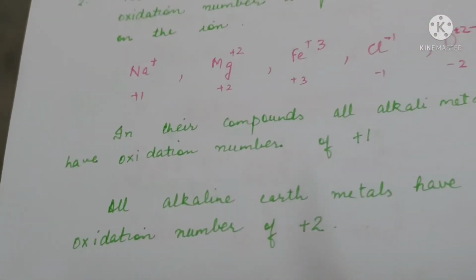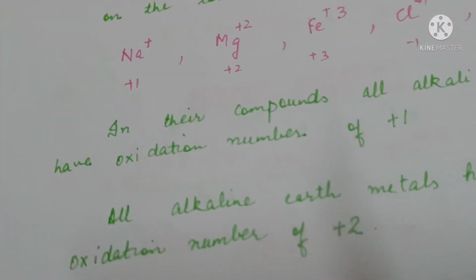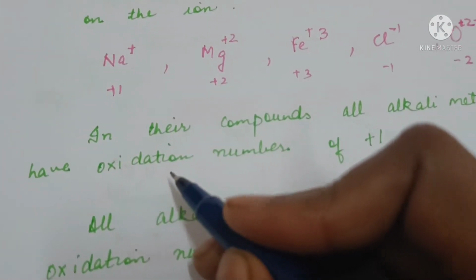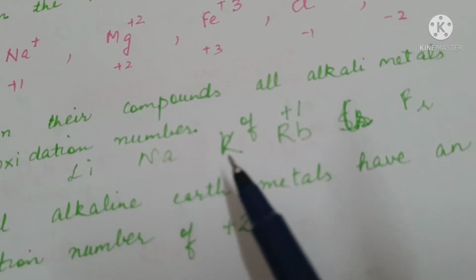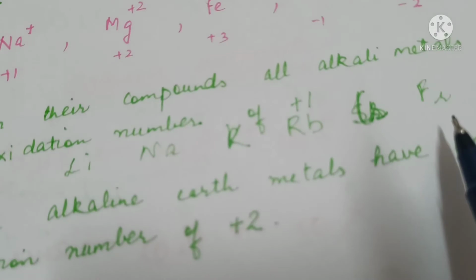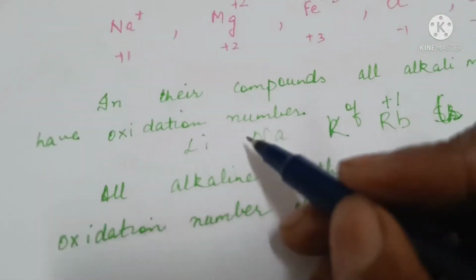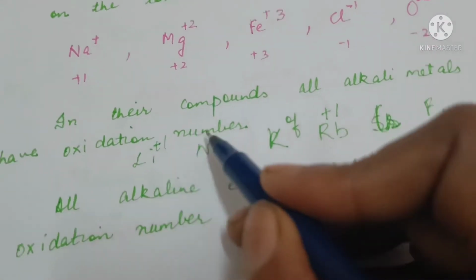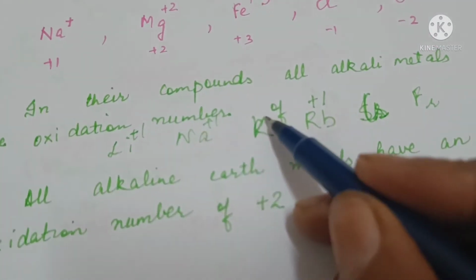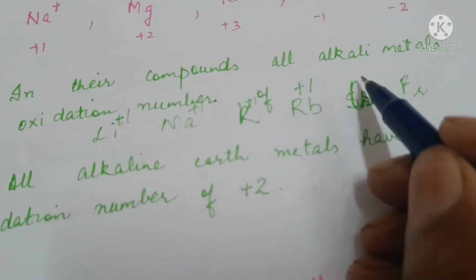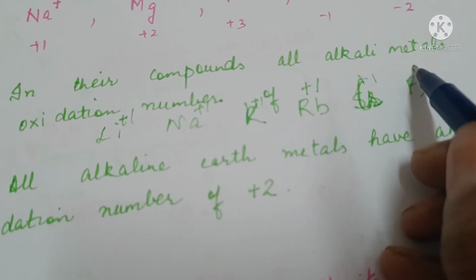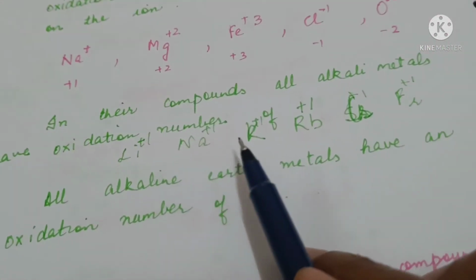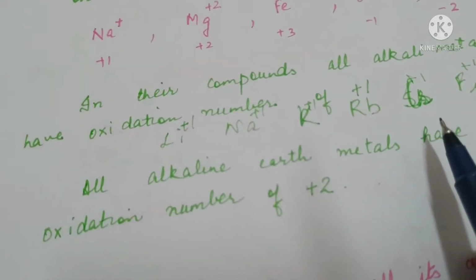In their compounds, all alkali metals have oxidation number of +1. So let's write down the alkali metals: lithium, sodium, potassium, rubidium, cesium, francium. In all the alkali metals, the oxidation number will be +1. So potassium +1, rubidium +1, cesium +1, francium +1. So in their compounds, all alkali metals have oxidation number of +1.